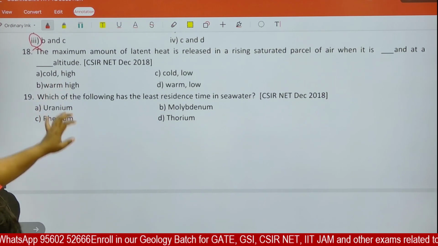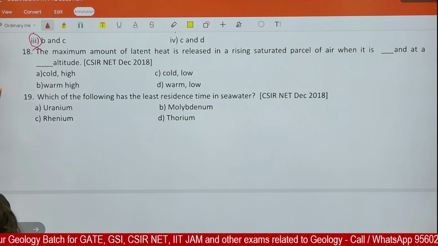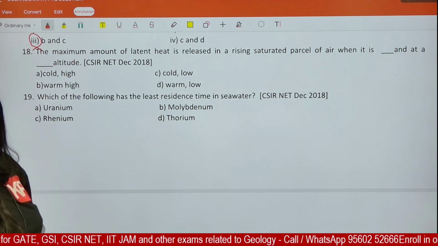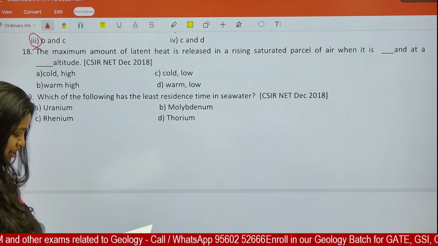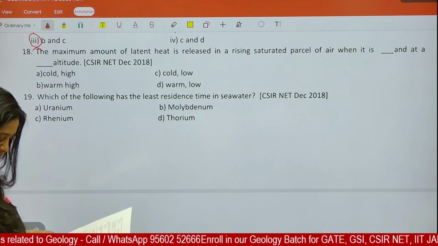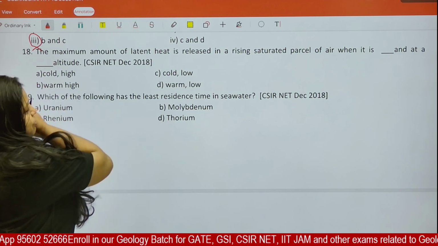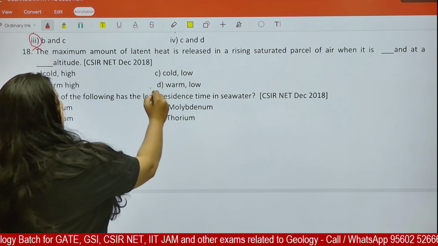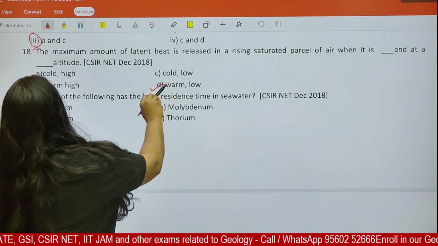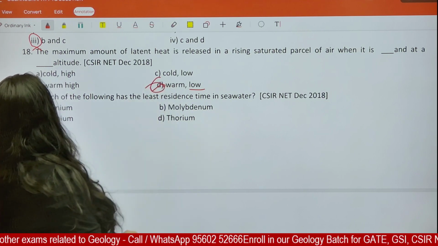Maximum amount of latent heat. This is actually not related to oceanography. This is entirely related to cloud formation and atmospheric science. By mistake, it might have come over here. Anyway, I'll just give you the answer. Maximum amount of latent heat is released in a rising saturated parcel of air when it is warm and at low altitude. So the answer will be D.